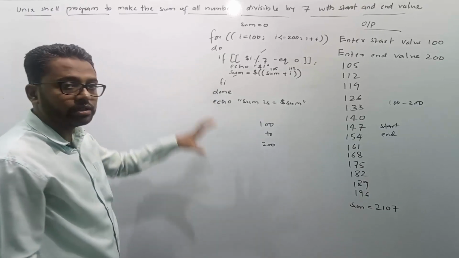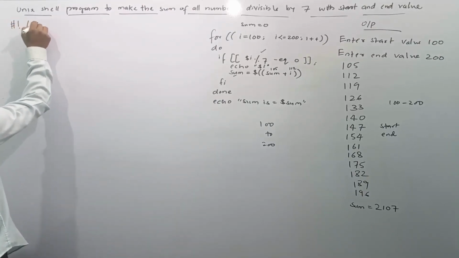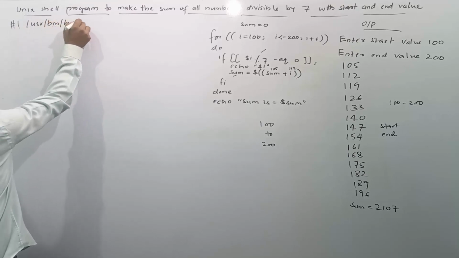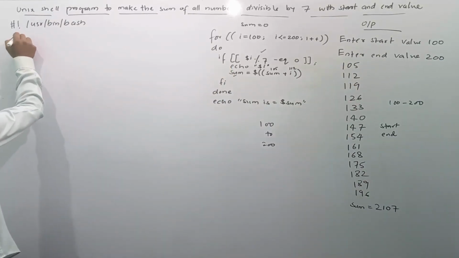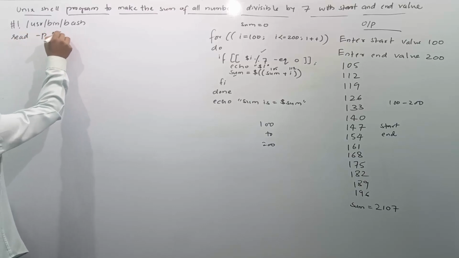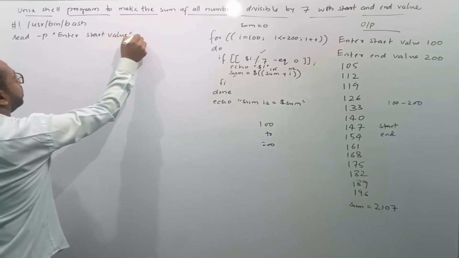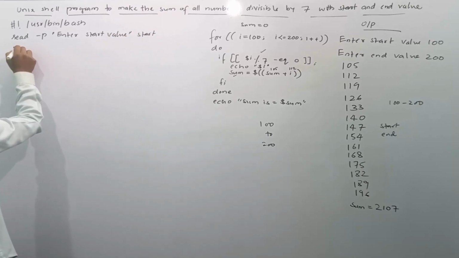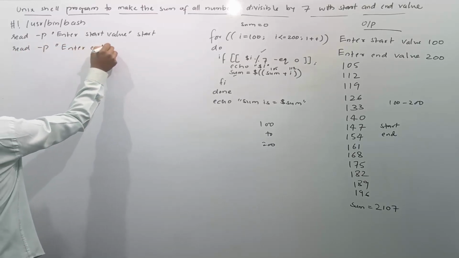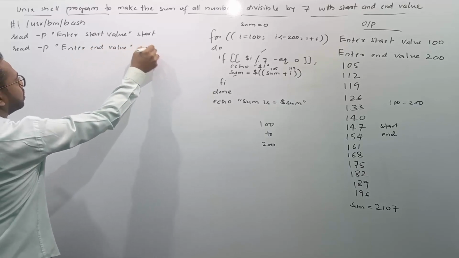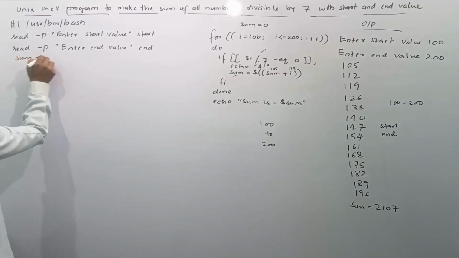Okay, so now I will write this down in the form of a program. #!/usr/bin/bash, then I need to ask the user to enter these two values. read -p "enter start value" start, then read -p "enter end value" end.